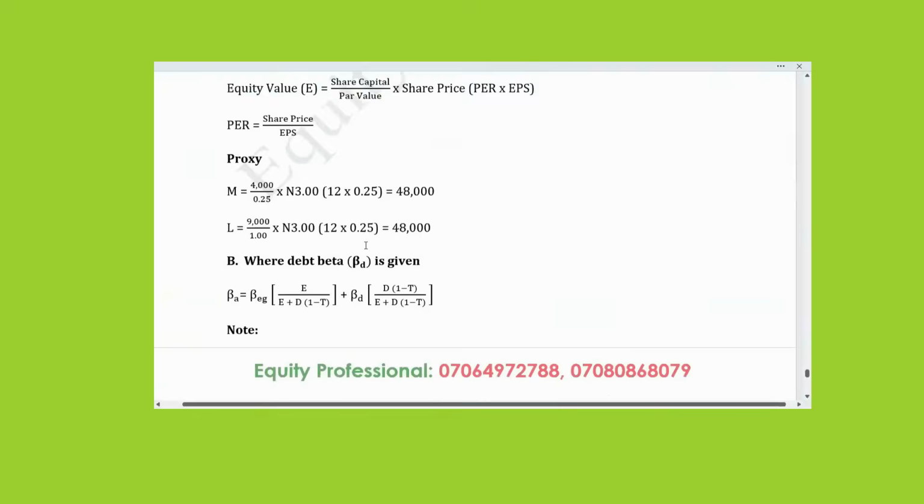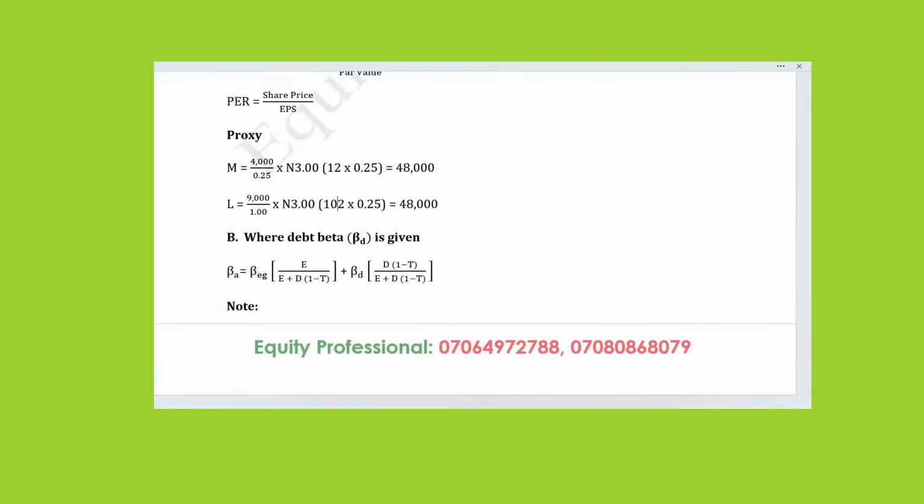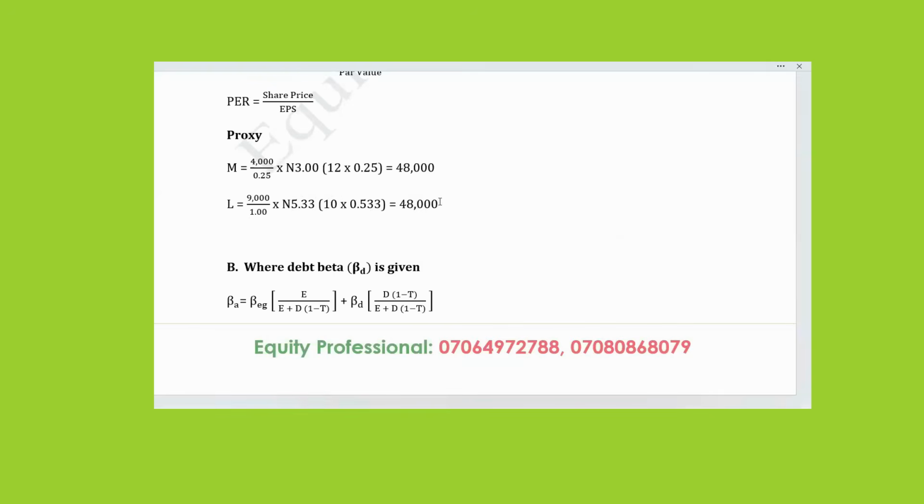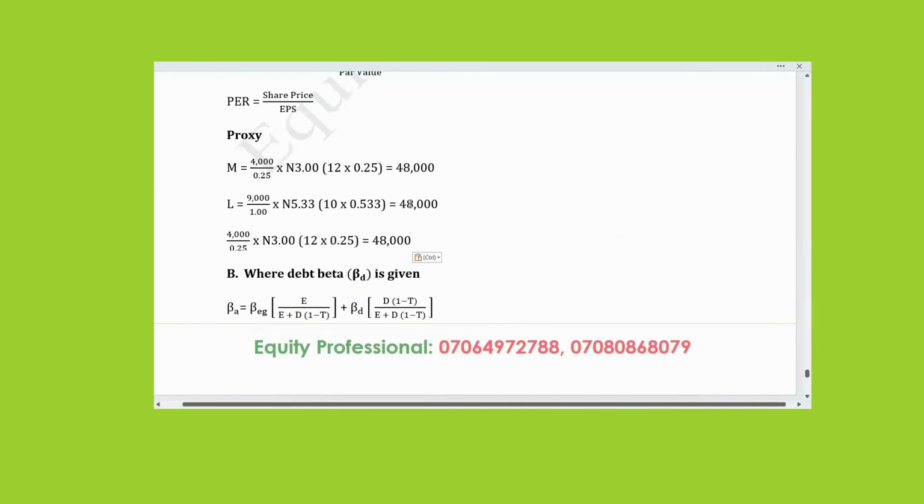Here is 10. Here is 0.533. When you multiply that with 10, that will give us 5.33. So 5.33 multiplied by 9,000. What do you have? Give it to me. 47,970. That's it.